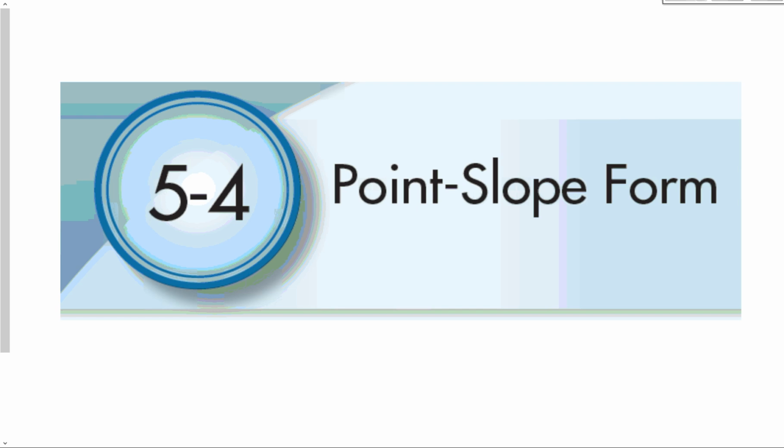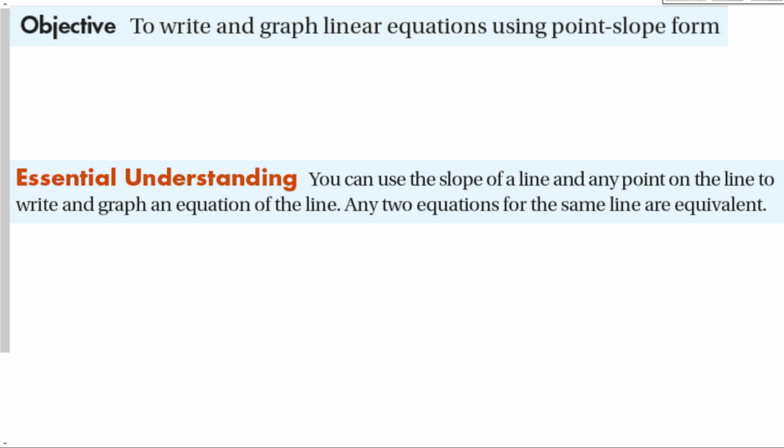5-4, point slope form. Our objective for this section is to write and graph linear equations using point slope form. Our essential understanding is that you can use the slope of a line and any point on the line to write and graph an equation of the line. Any two equations for the same line are going to be equivalent.